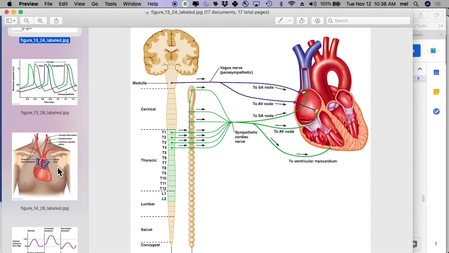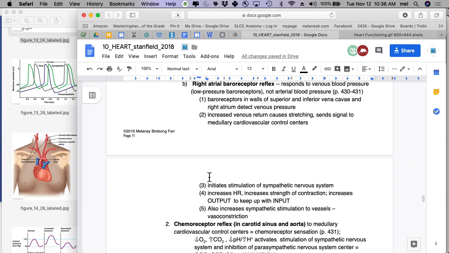Okay, so now I want you to think about this, and everybody hates it, but it's actually kind of cool once you get it. So the right atrial baroreceptor reflex, there's no animation for this. There isn't even a picture in it. It responds to venous return. So what I have now also is baroreceptors in the wall of the right atrium and the superior and inferior vena cava. With me so far? And increased venous return to those will cause stretching. And now I need to figure out what to do with that information. Let's think it through.